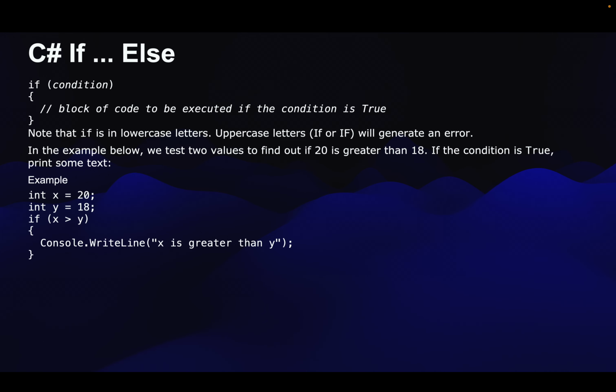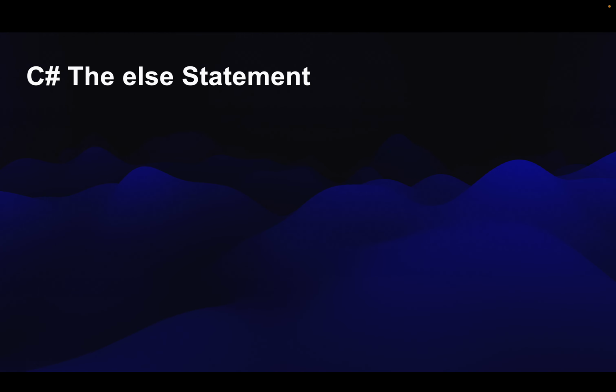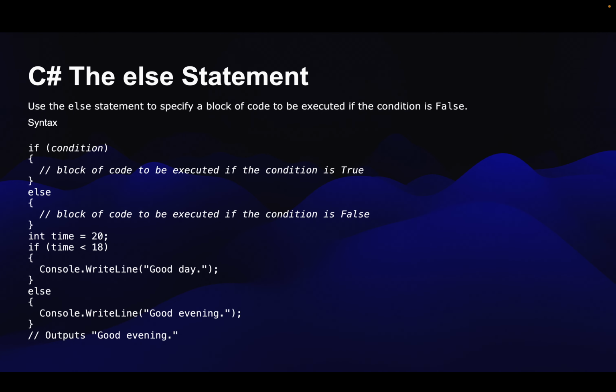Let's see in the next slide. The else statement: we are going to check here how else works in C sharp. I already told you in the previous slide, use the else statement to specify a block of code to be executed if the condition is false. So if the first condition is not true, then we have to check in the else condition.